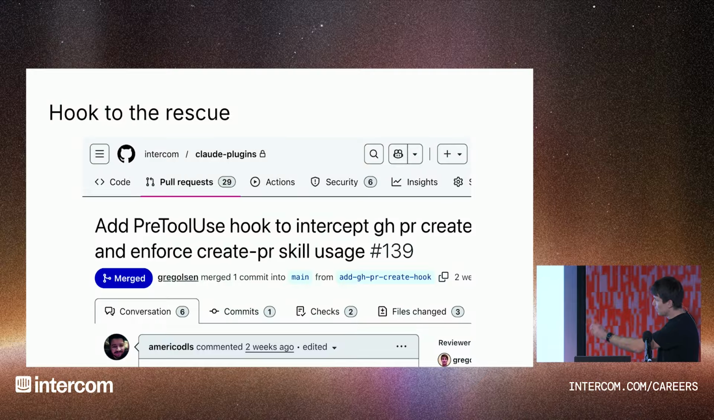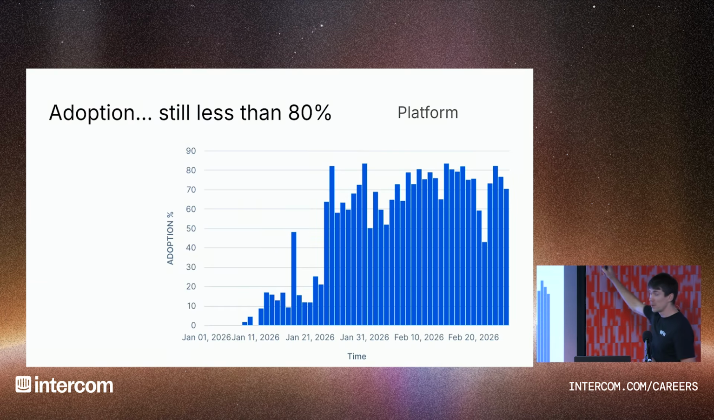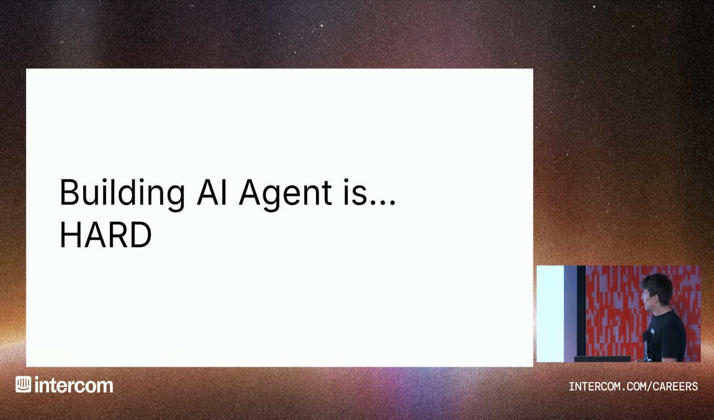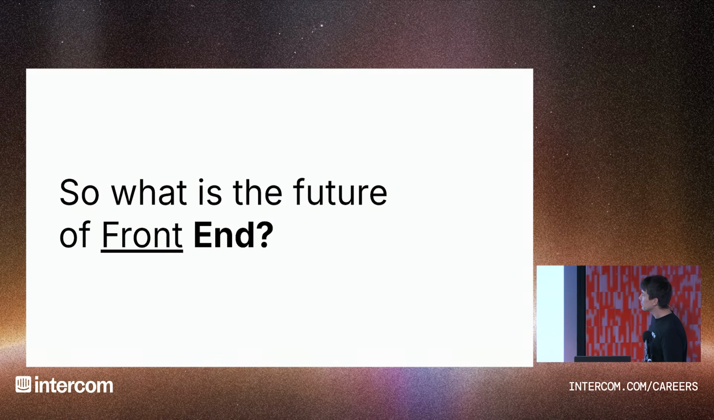So one of my colleagues, Americo, he came up with this idea: let's build a hook to deterministically detect when Claude is trying to do the wrong thing and inject the skill in the context to make it do the right thing. And again, thanks to the magic of the platform, we shipped the hook, and the adoption went up, but it's still not there. It's still less than 80%. Well, building an AI agent is hard. I keep repeating myself. It is hard.